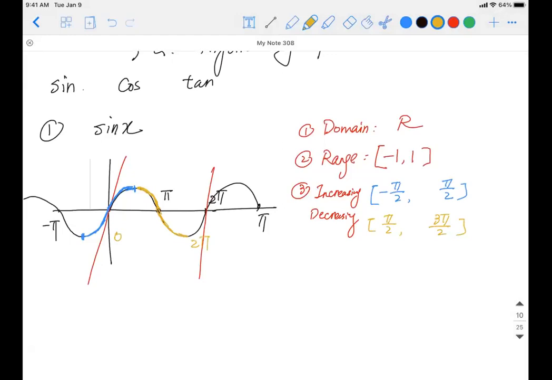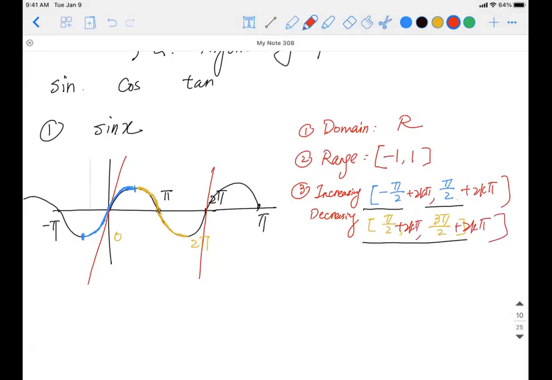Okay. However, sine x is what? It's a periodic function, right? We all know that sine x is a periodic function. So that is only good for one period. You need to expand it to all those domains. This domain is the entire R, right? It's not only from minus pi to pi or something. So how to make it generic to the whole domain? You just have to add the period. Plus 2k pi.